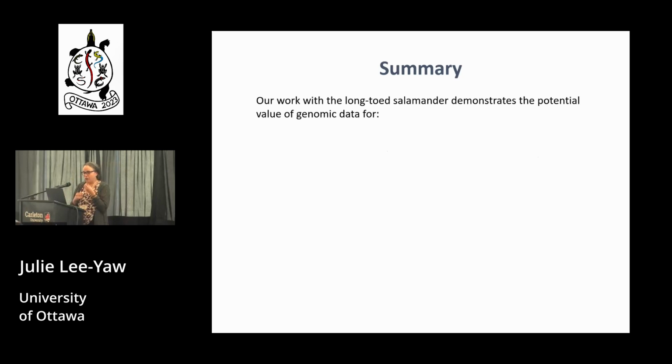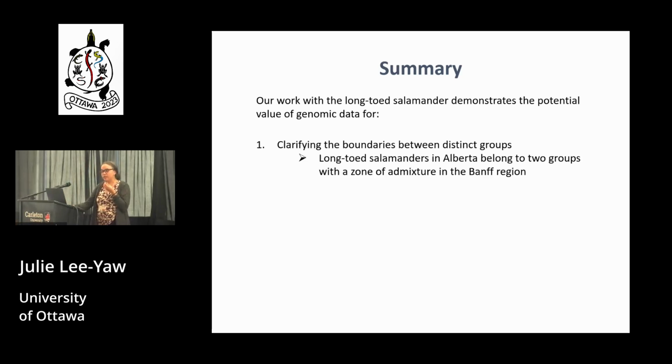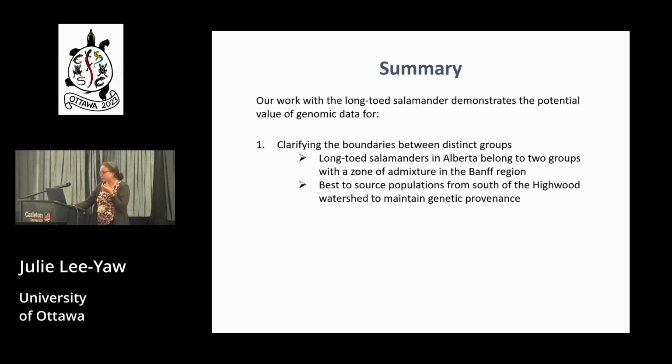So to summarize, our work with the long-toed salamander demonstrates the potential use of genomic data for clarifying the boundaries between distinct groups. Specifically, we've shown that long-toed salamanders in Alberta belong to 2 groups with a zone of admixture in the Banff region. And in terms of the conservation translocation, the park would be best to source populations from south of the Highwood watershed if they were interested in maintaining genetic provenance.